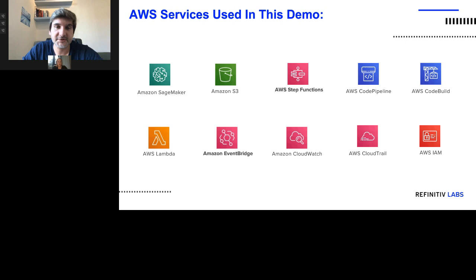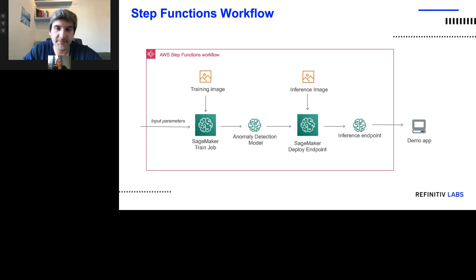The rest of the services we use in various integrations. So the Step Functions workflow is quite simple. It consists of two major steps: a SageMaker training job, which produces a model from training data, and then the next step is to deploy that model as a live HTTP endpoint that our demo application uses. And on each of these steps, I provide my own code, packaged as a Docker image. So I have a training image and I have an inference image that SageMaker is going to use.